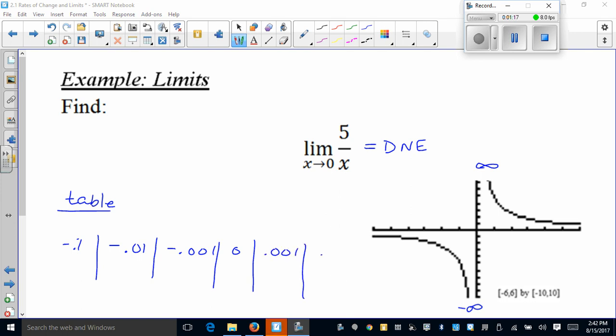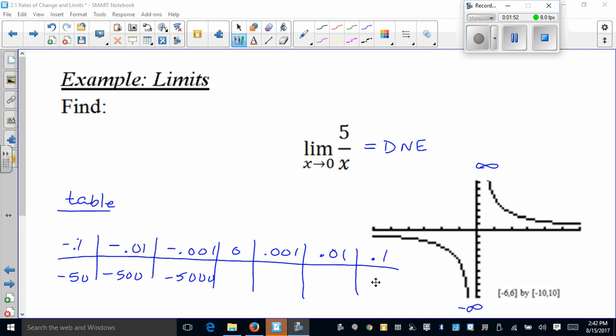Now, in class, I'll show you how to quickly get this information. Some of you on the last packet, I was able to do that for you. So on this one here, we get negative 50, then negative 500, then negative 5,000. And on the calculator, it will give you an error here. So what you do is you do the one side, and then you approach it from the other side. If the numbers are the same, then you have your limit. If they're not the same, then you do not.